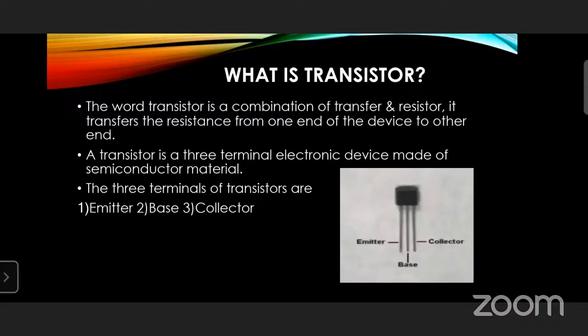Then second is the base. This is a lightly doped region, the central region of the transistor, and it is very thin compared to the emitter or collector. Then third is the collector region. This region is slightly greater in area than the emitter region and it collects the majority charge carriers from the base. So this is all about the transistor.